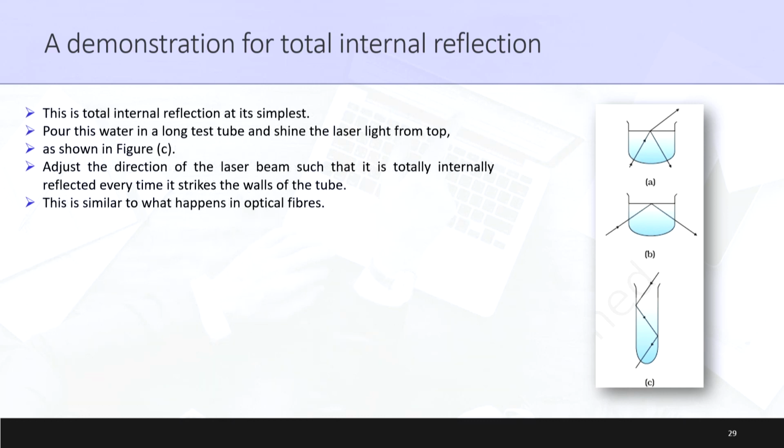This is total internal reflection at its simplest. This is the simplest way in which you can demonstrate the total internal reflection concept. Now, pour this water in a long test tube and shine the laser light from the top. This is the explanation being talked about here, as shown in figure C.